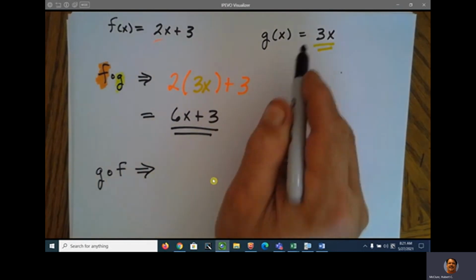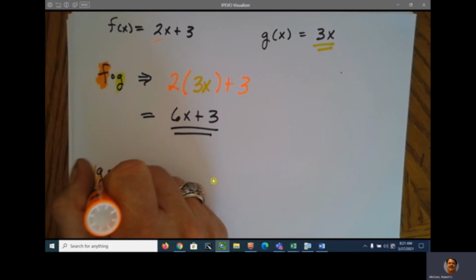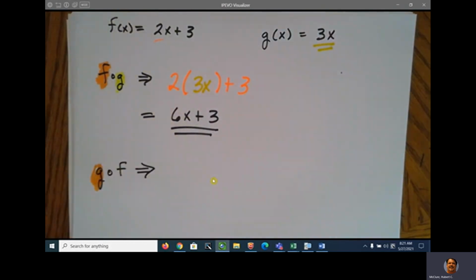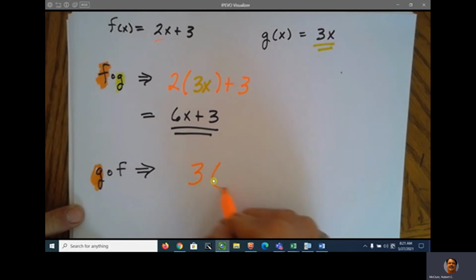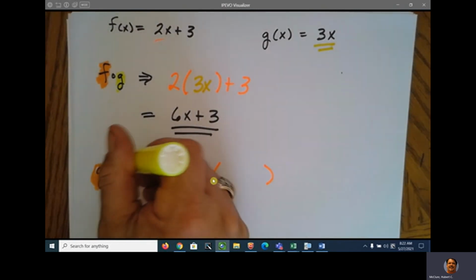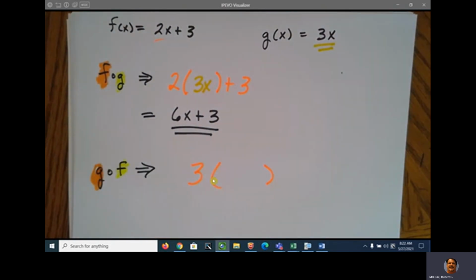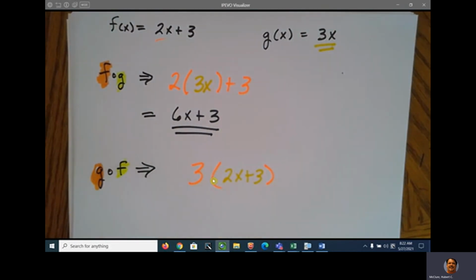I'm going to rewrite g, since it's my first letter. I'm going to rewrite g with a big set of parentheses, so that's going to be 3 times parentheses. And I'm going to plug in f, because this is my second letter, and that's going to give me 2x plus 3. And our final answer for g composed of f is 6x plus 9.